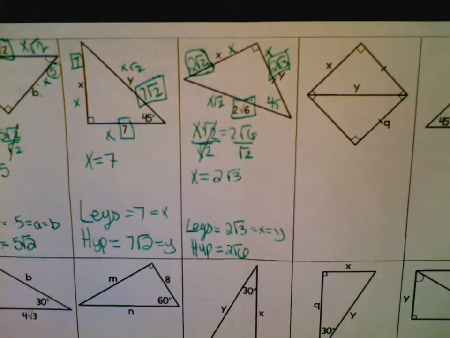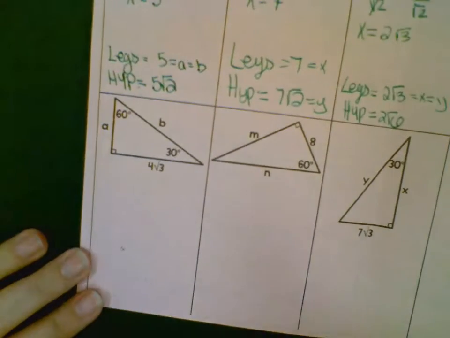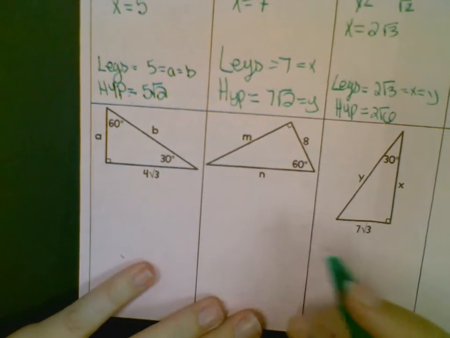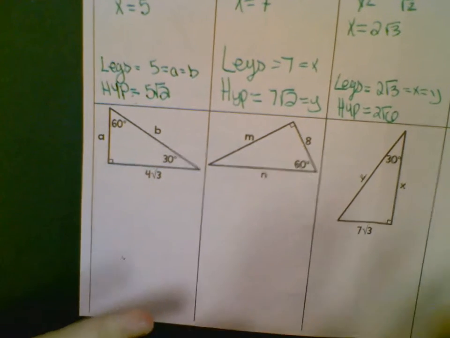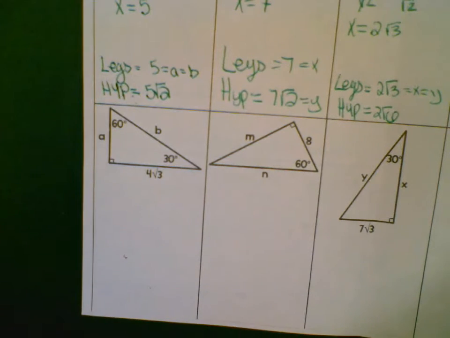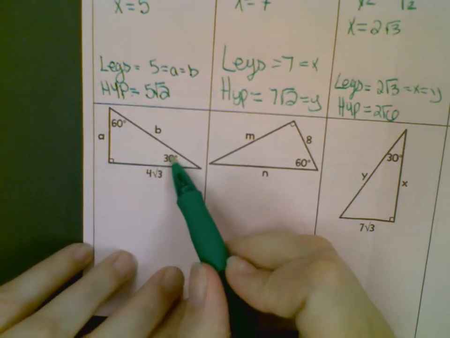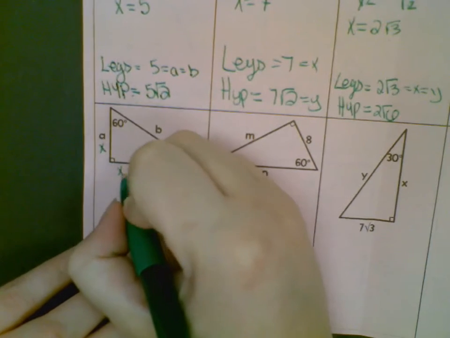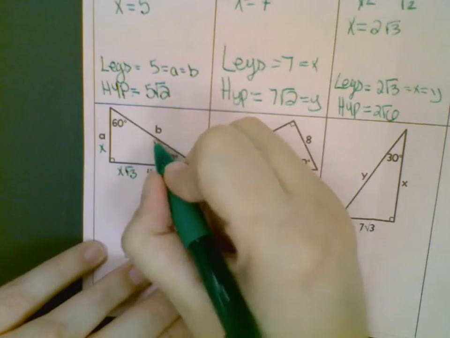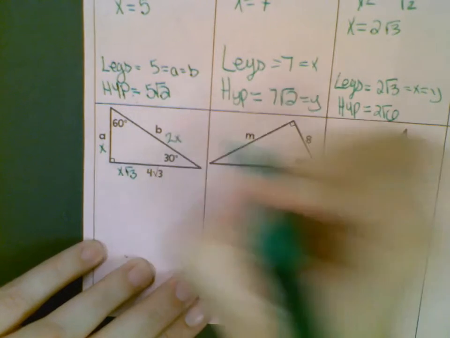Those are all of our 30, 60, 90 triangles. So we're going to do the same thing. So step 1, write our formulas. Step 2, make an equation. And then step 3 would be plug everything back in. So across from 30, if we check out the front, that was x. Across from 60 is x root 3. And across from the 90, 2x.